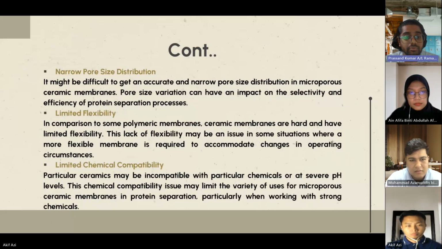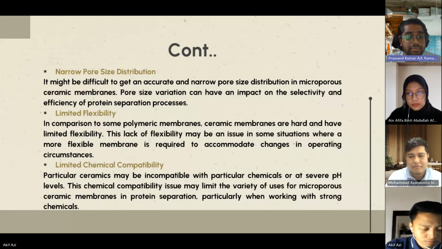And then the next one will be narrow pore size distribution. It might be difficult to get an accurate and narrow pore size distribution in microporous ceramic membranes. Pore size variation can have an impact on the selectivity and efficiency of protein separation processes.